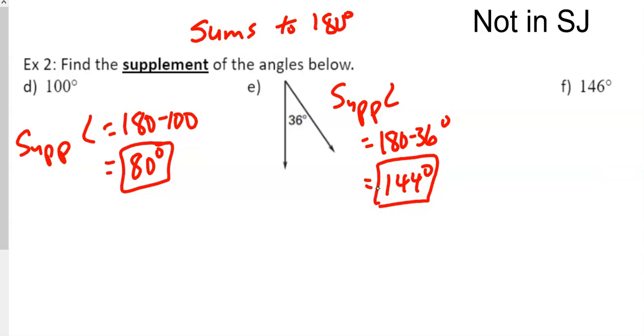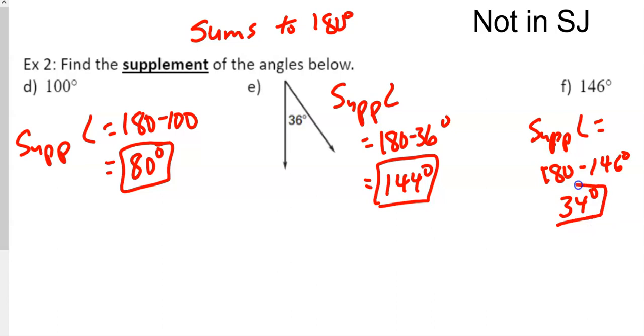And again, you don't even need a picture sometimes. In this case, they just give you an angle of 146. So we get 180 minus 146, and that's going to give us 34 degrees. So that means 34 plus 146 adds up to 180. Okay?